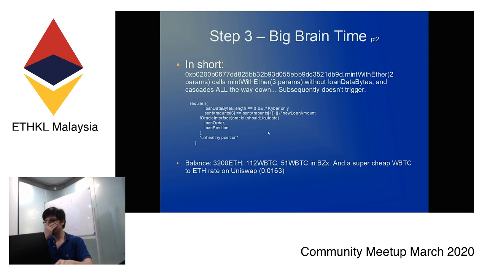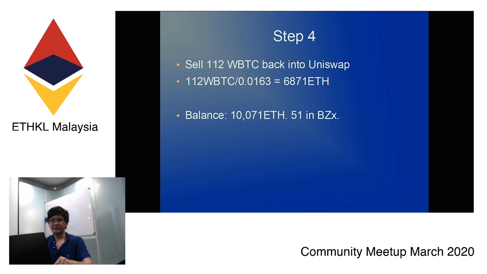So what happened here? The attacker has a balance of 3,200 ethers, 112 WBTC from the earlier Compound position, and 51 WBTC in bZx, but we don't really need to care about that because he has no intention to pay that back anyway. And there's a super cheap WBTC to ETH rate on Uniswap. Because remember, just now we were buying tons of WBTC, so if right now we were to sell it, we wouldn't be able to reap the results of it. So right now what the attacker does is take the 112 WBTC and just dump it back into Uniswap.